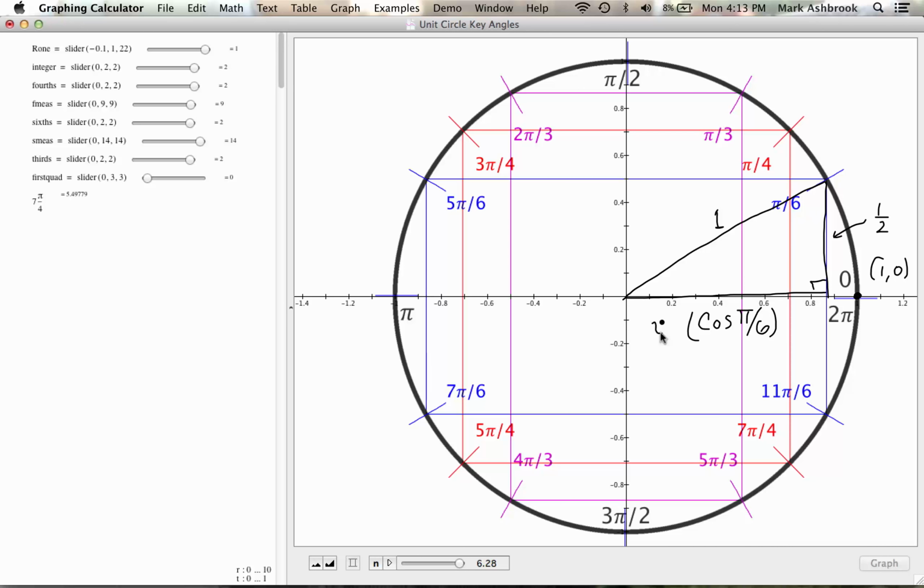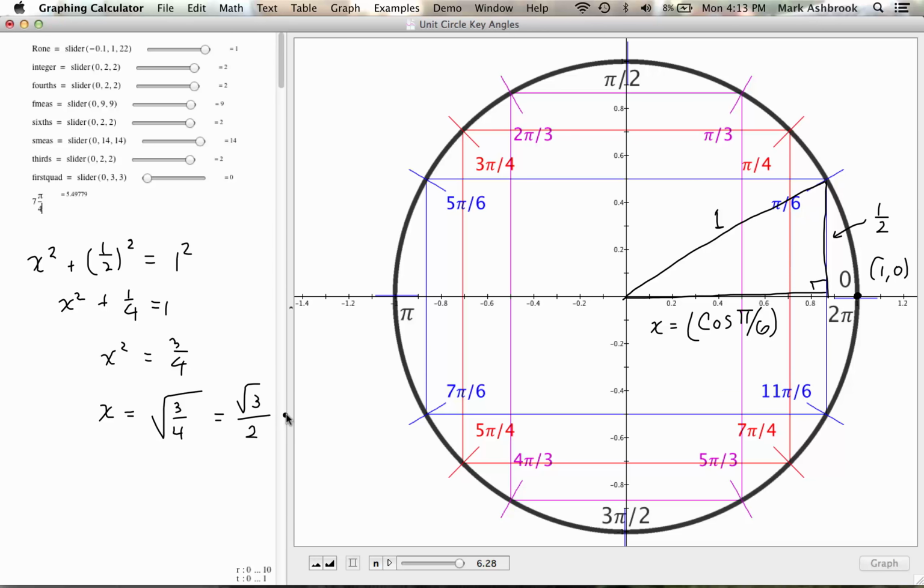We can just call that, say, x, like an x coordinate. And we can do x squared plus 1/2 squared equals 1 squared. The Pythagorean theorem on that right triangle. And when you do the math, x squared plus 1/4 equals 1. x squared equals 3/4. And so then x equals the square root of, it would be plus or minus, but we know we've got a length, so that's just going to be the positive square root, which simplifies to radical 3 over 2.